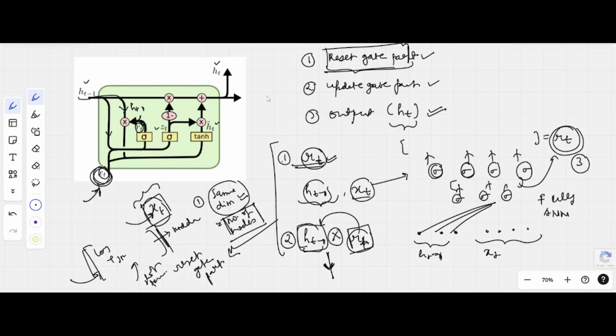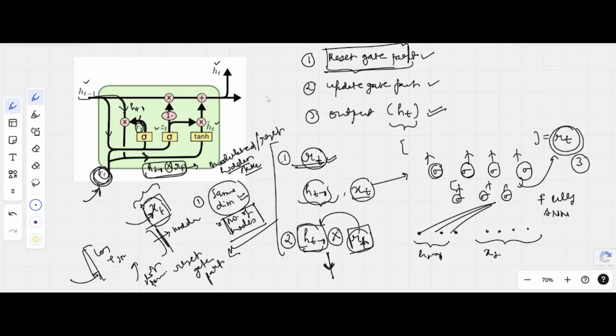Now let's move ahead in our architecture. So this is our updated state. This is ht minus 1 times rt. This is our updated state. And what do we call it? It has a special name, and we call it the modulated hidden state, or reset hidden state.